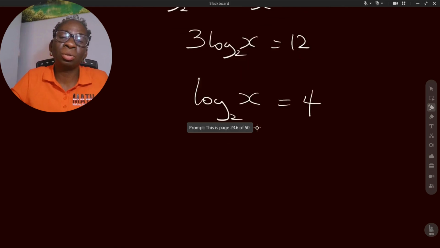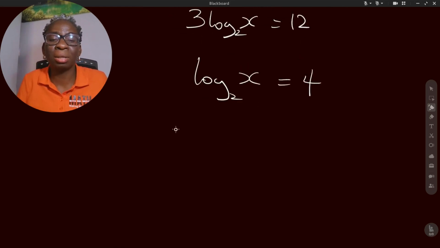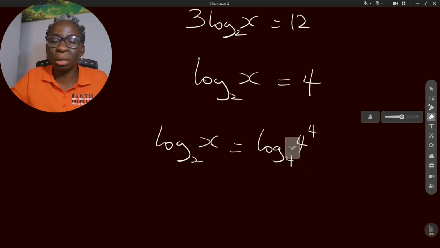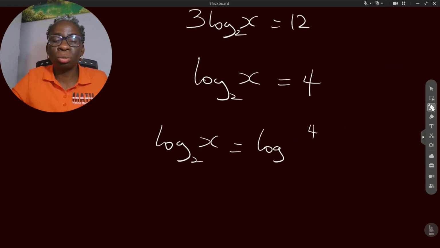Now let's introduce log to the other side so that we have log x base 2 to be equal to 4 times log of the base. Sorry, we are working in base 2, so this is supposed to be 2 since we are working in base 2.